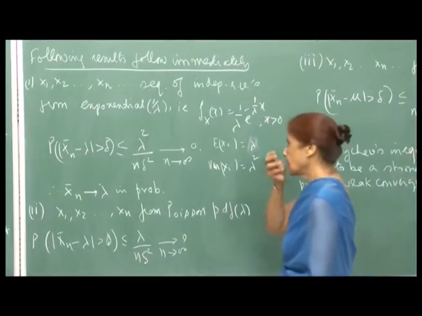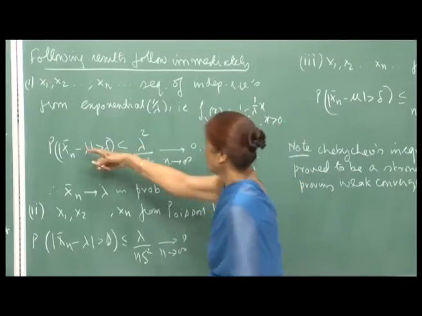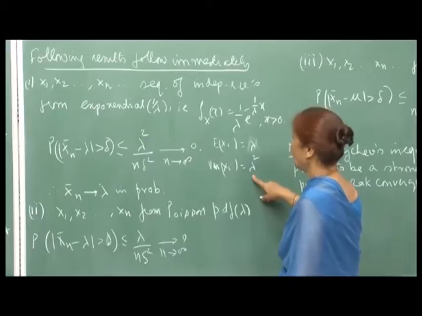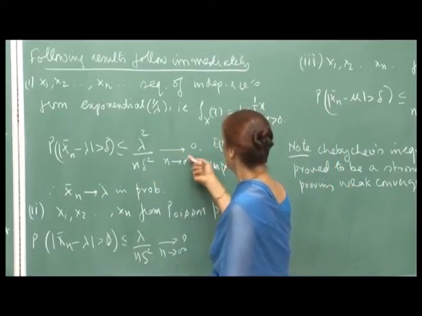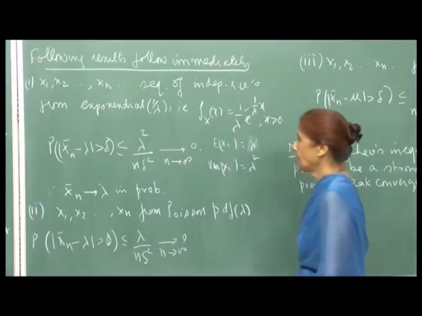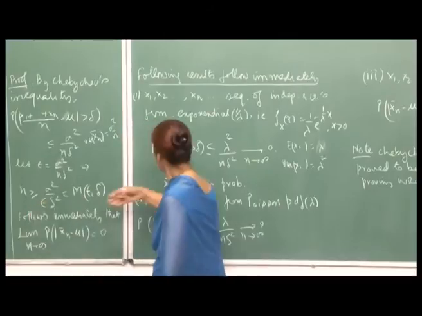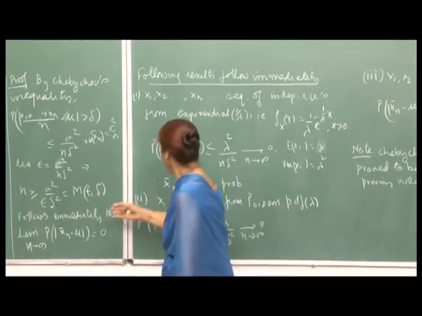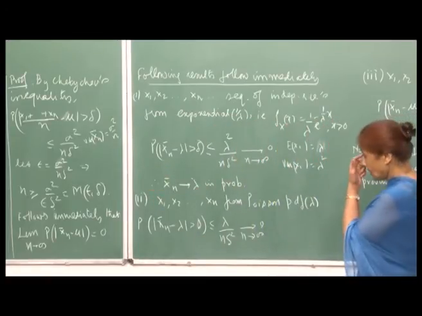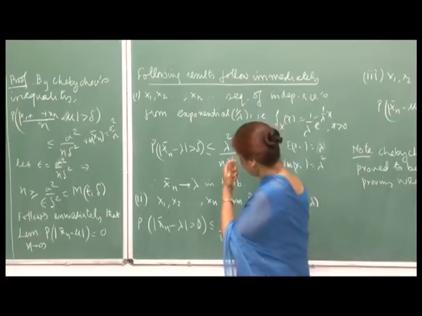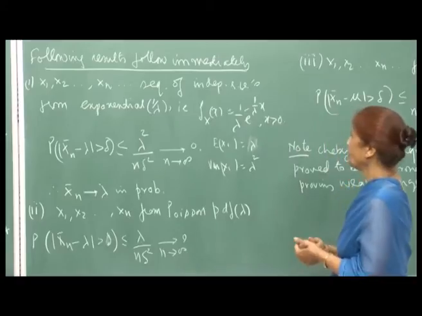So, the variance of X n bar would be lambda square by n. Therefore, this would be less than or equal to lambda square by n times 1 upon delta square, and this goes to 0 as n goes to infinity. We can choose epsilon for any delta as I showed you here, and it will satisfy that definition. So, what we are saying is that X n bar would be a good estimate, for large enough n, for lambda, the mean of the distribution.